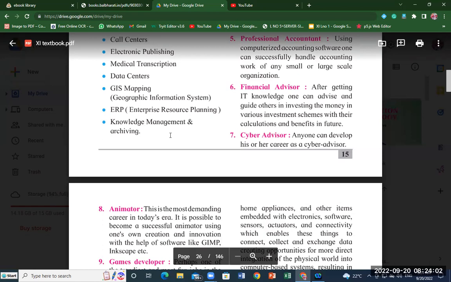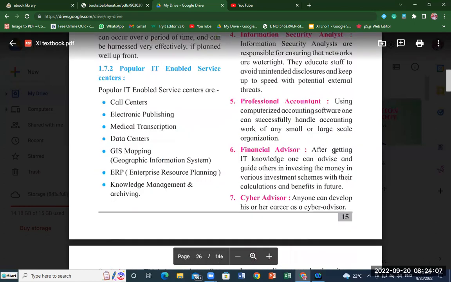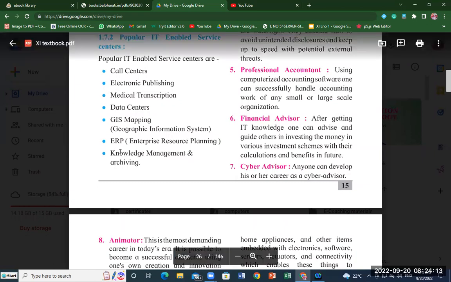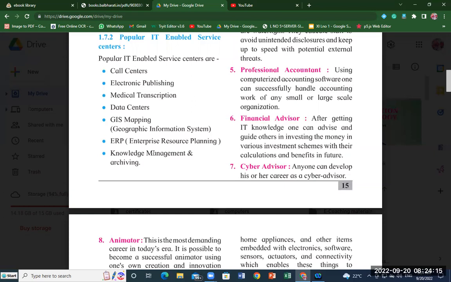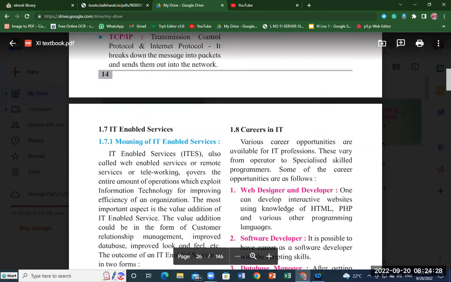Then knowledge management and archiving, right? Knowledge management is your KPO kind of thing. Okay, wherein you get most of the knowledge. You can term it as Khan Academy or many different academies. You have your Shaala.com. That also comes in knowledge management, right? They are providing you certain things as knowledge.